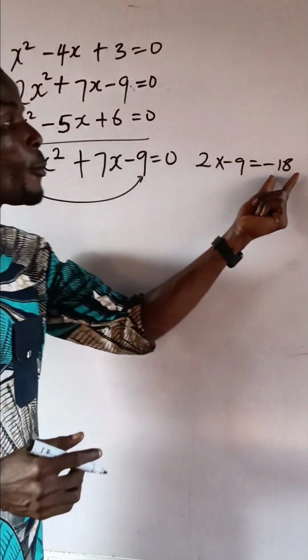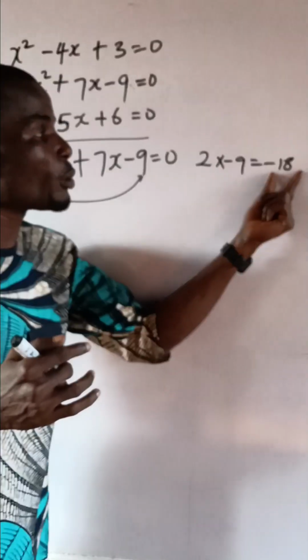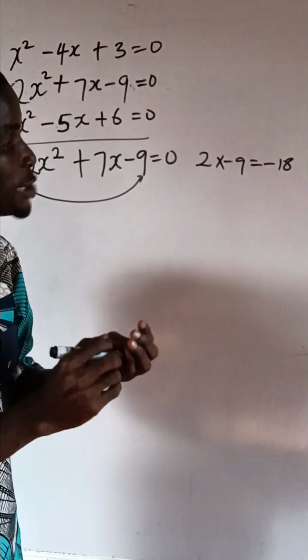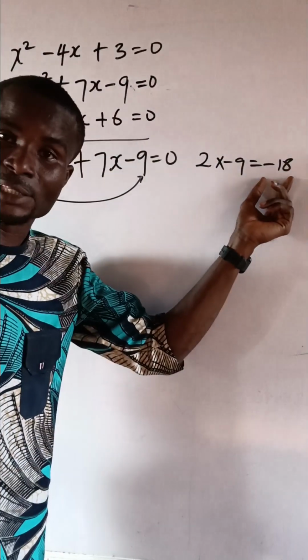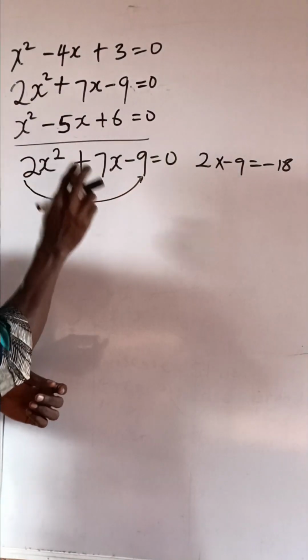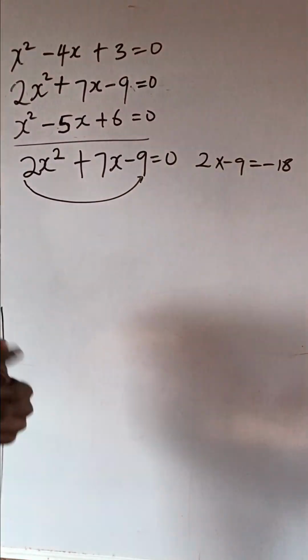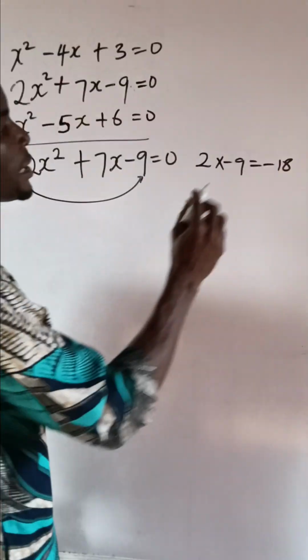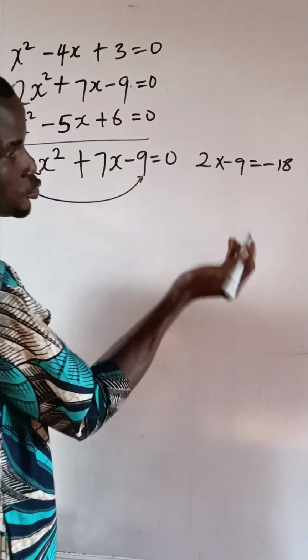So you are going to multiply. Look for two numbers you are going to multiply. When you multiply it, it will give you minus 18, and when you add it, it will give you plus 7. So what are those two numbers? The two numbers are these two.